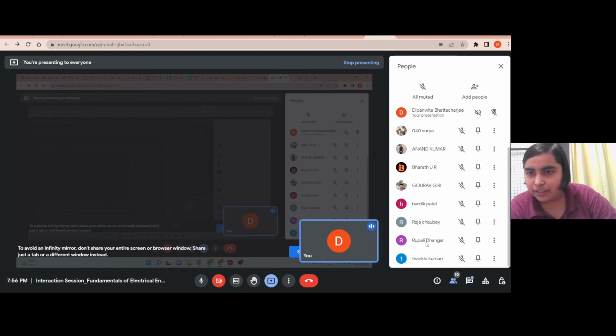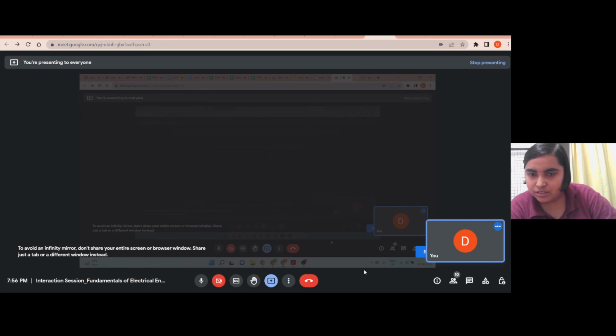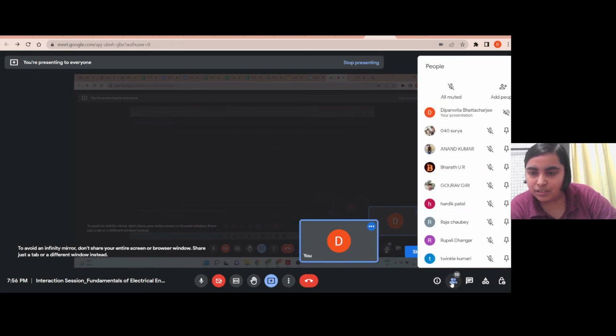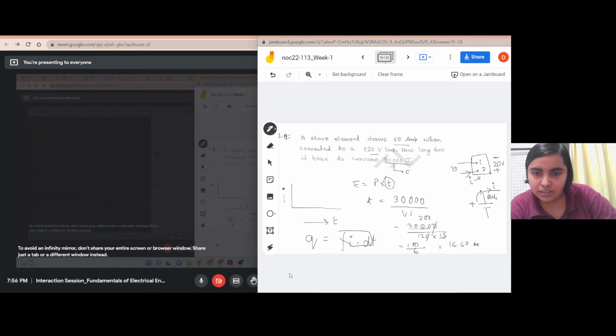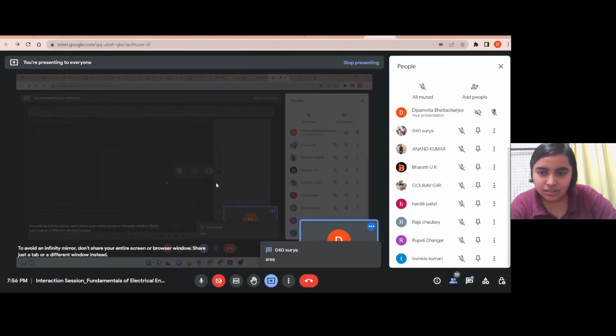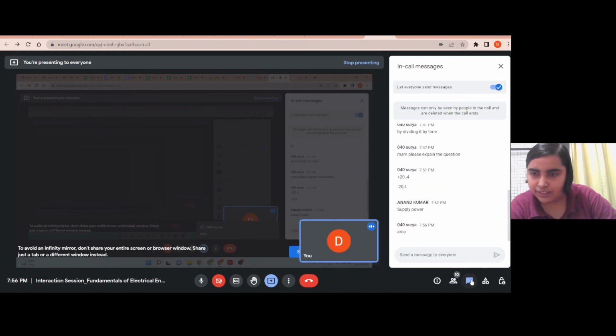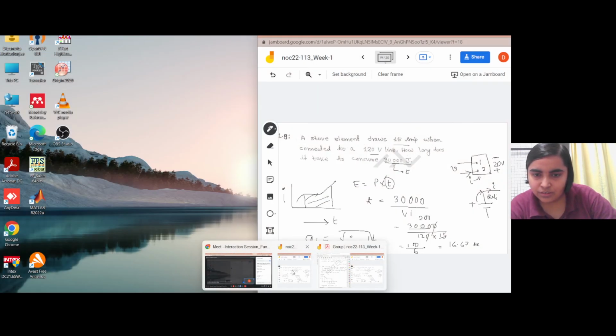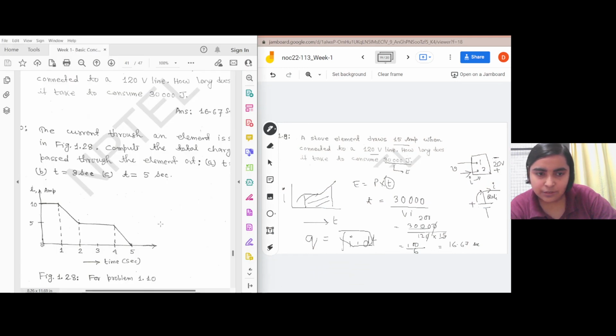Hardik, Raja, Rupali, Twinkle, can you please comment? When a curve is given, how do you find the integration? It is area under the curve, right? Yes. So could you quickly find the area under this curve?